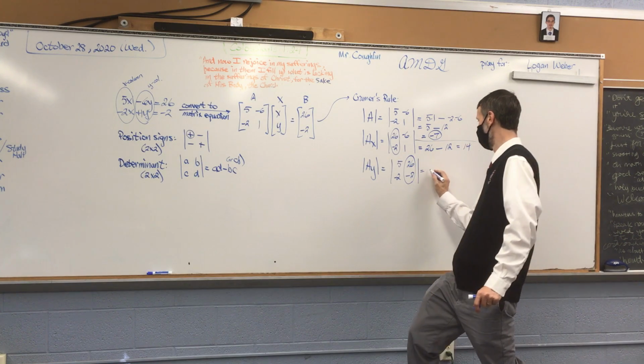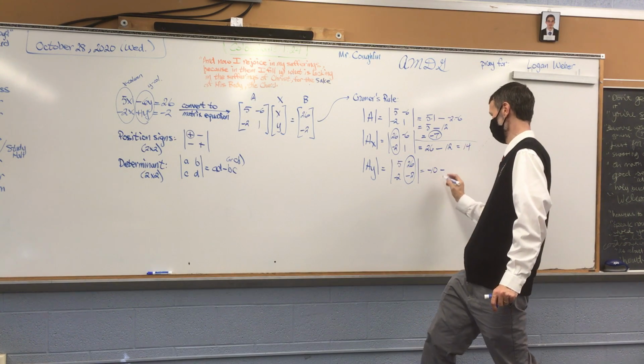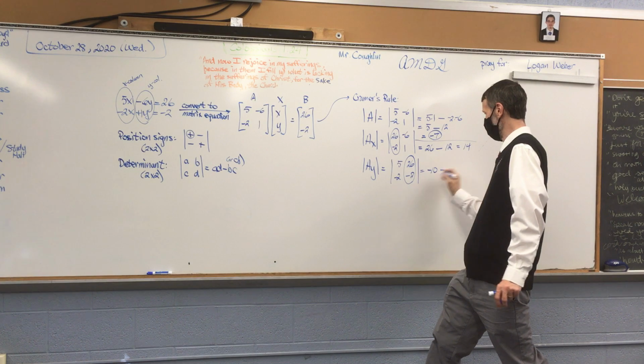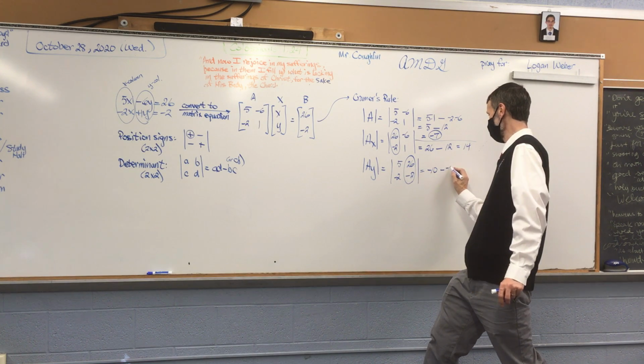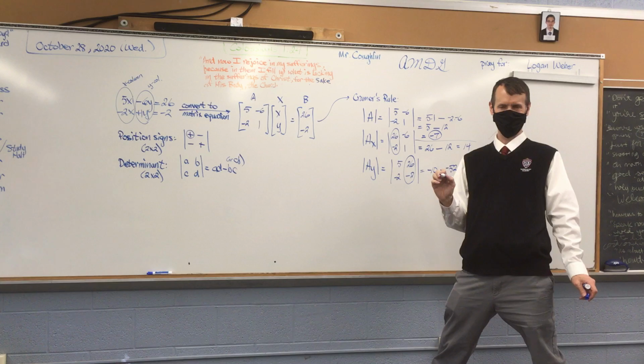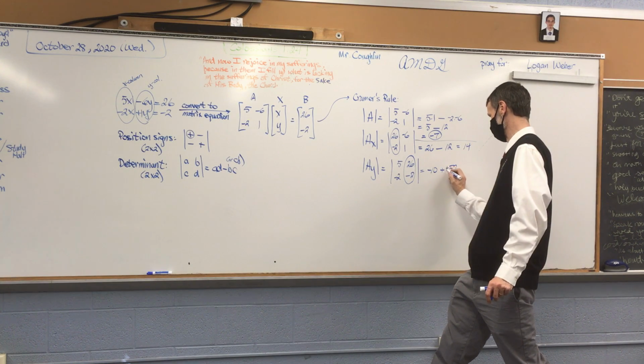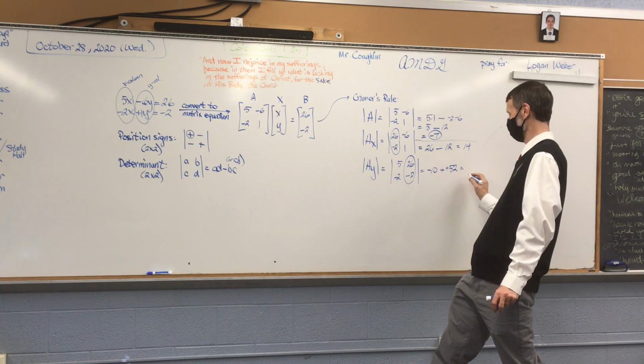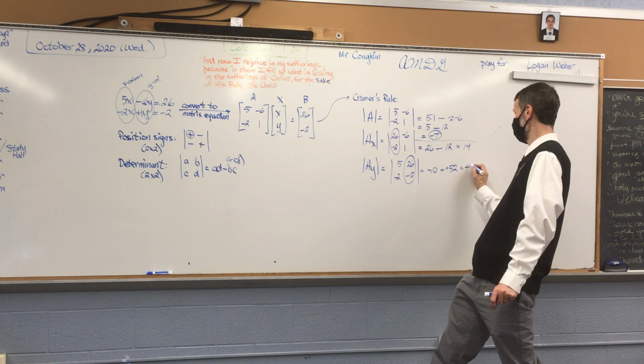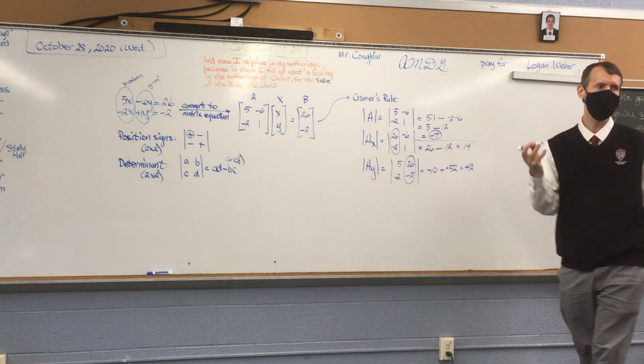Okay, so -10. Good. Minus -52. What's minus a negative? That's a positive. So -10 plus 52. Good. What do you get? 42. All the hard work is done.